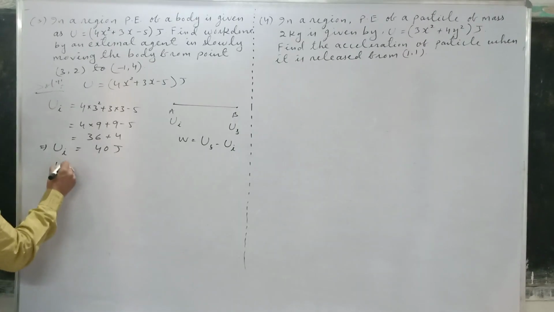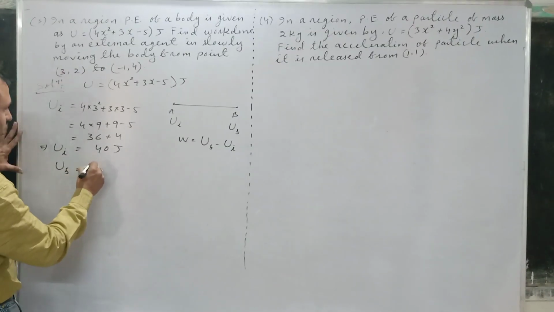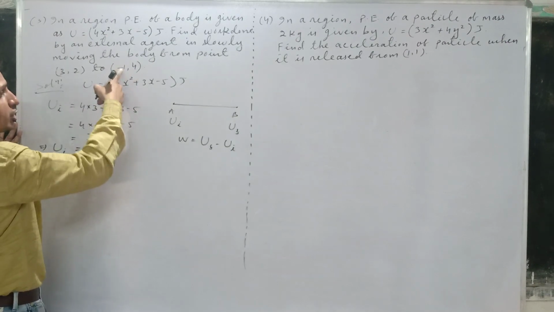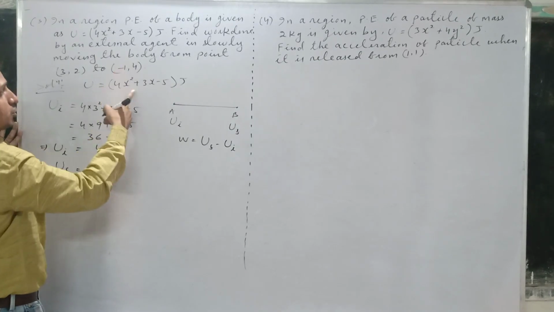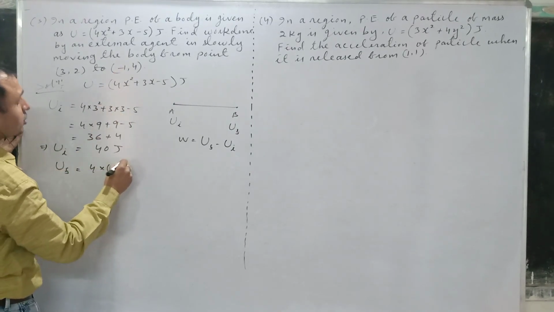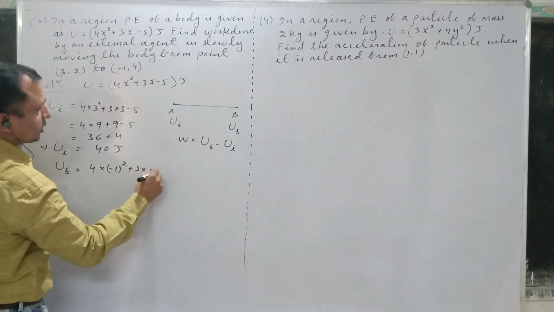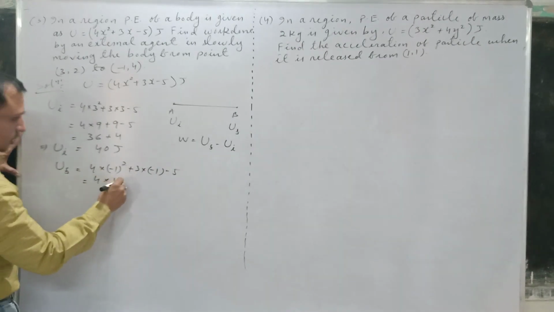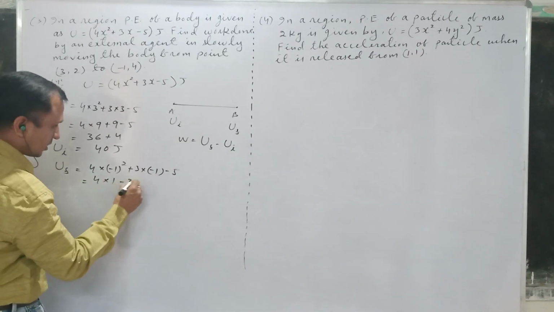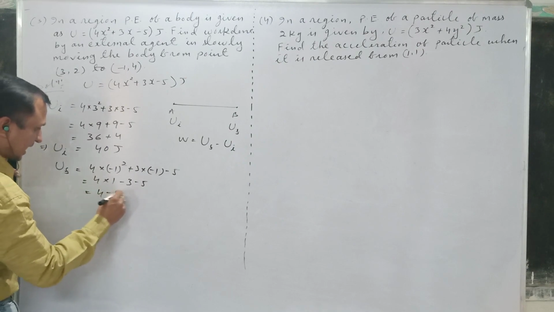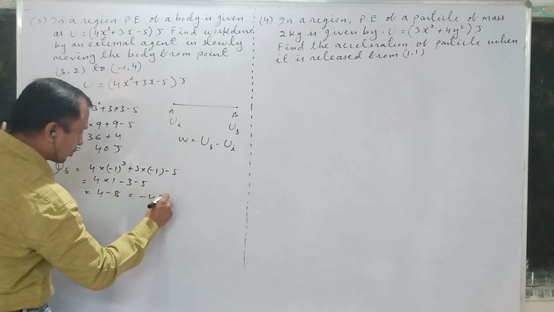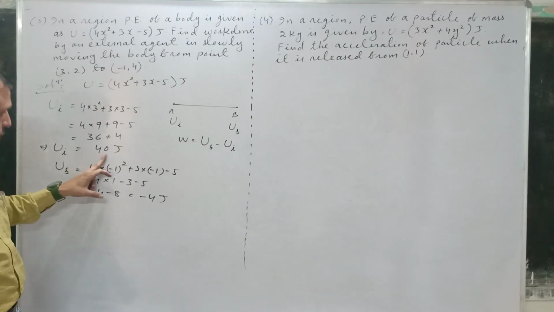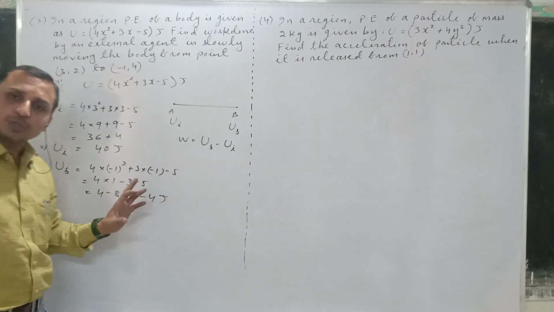In the same way the final potential energy will be 4 into, in case of x we can put now minus 1, because the x coordinate of B point we can take as minus 1 here. So in case of x I am writing minus 1 square, plus 3 into minus 1 minus 5. So this can be written as 4 into minus 1 square which is 1, minus 3 into minus 1 is minus 3, minus 5. So 4 minus 8 I can write. So this will be minus 4 joule. Yes or no?